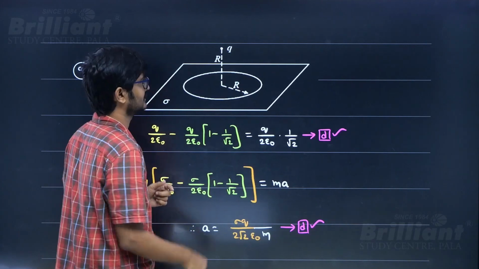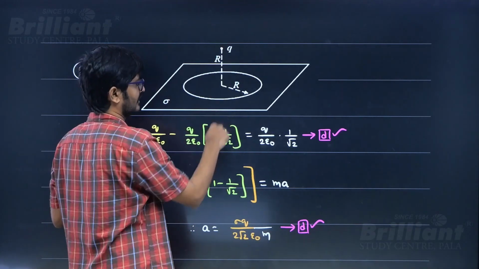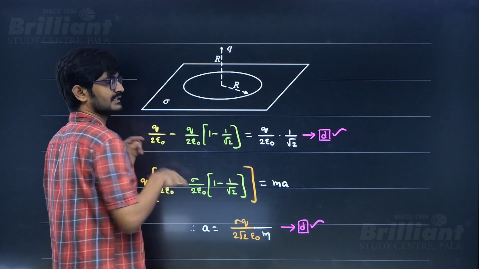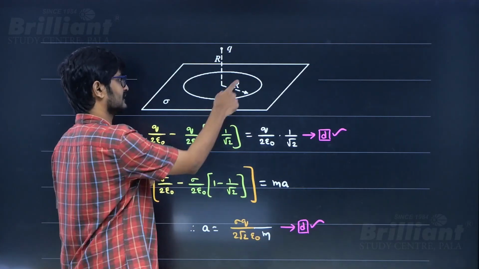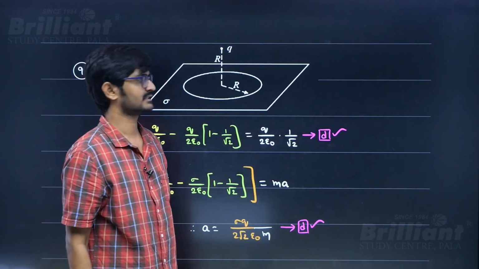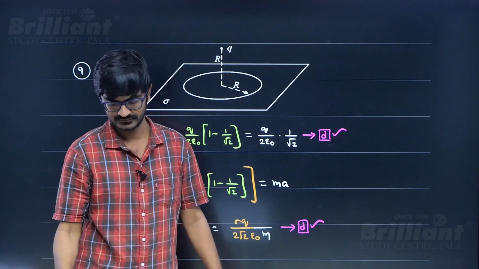Flux through this disk is q by 2 epsilon naught into 1 minus cos theta. Theta is going to be 45 degrees. So flux through the sheet is going to be this much, but flux through the disk is going to be this much. So I need to subtract them. That will give me the flux through the remaining part of the sheet.